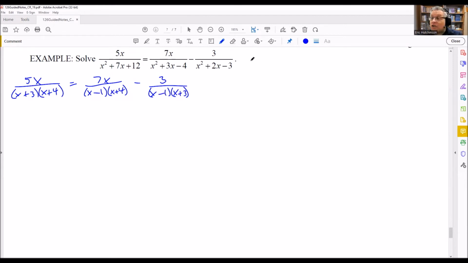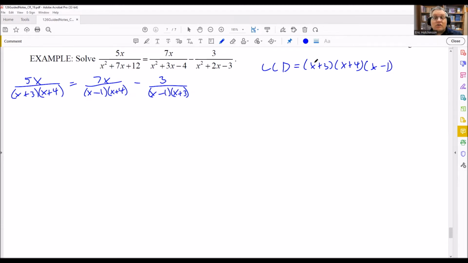Okay, so now the LCD needs to be made up of everything that we see here. So it has to include one of each of the factors that we see. So first of all, I've got x plus 3, x plus 4. And I also see an x minus 1 here as well. And we have x plus 4. All the other ones are accounted for. So this is the LCD.